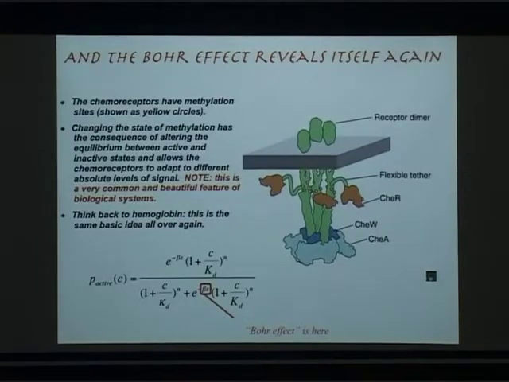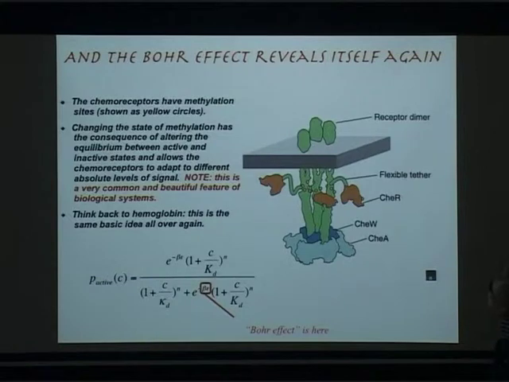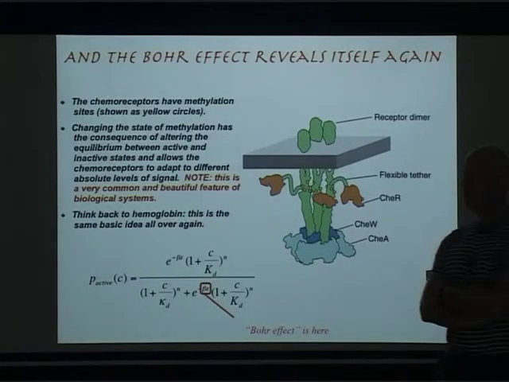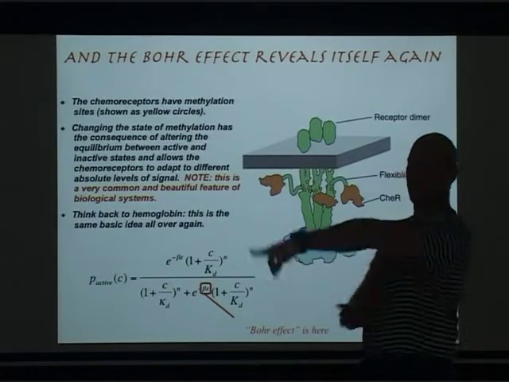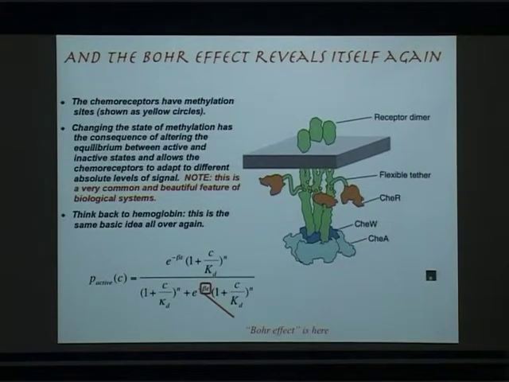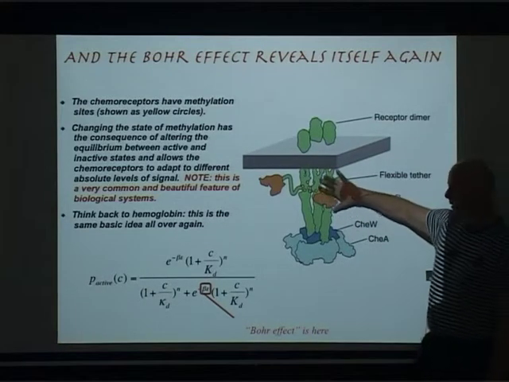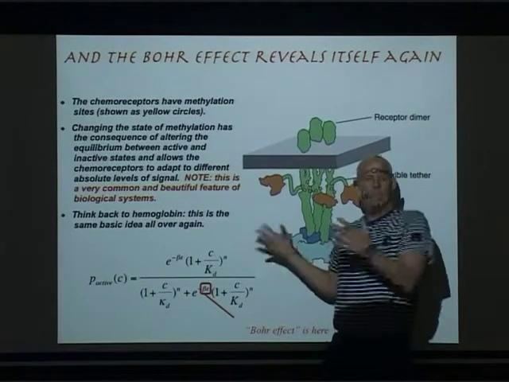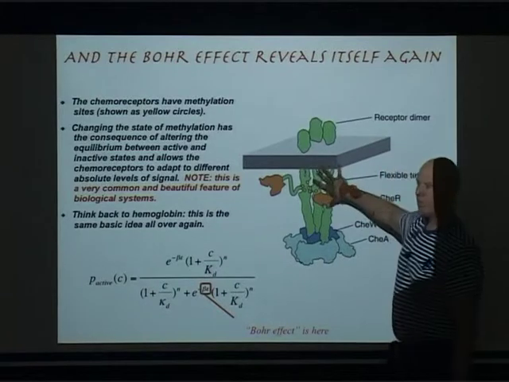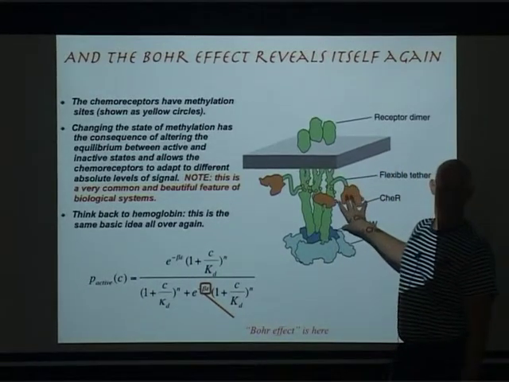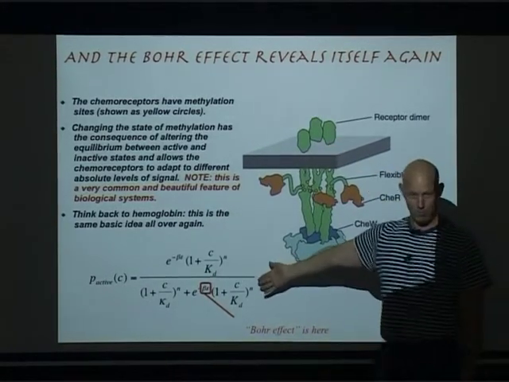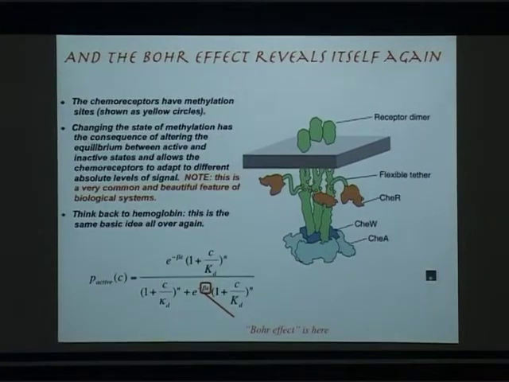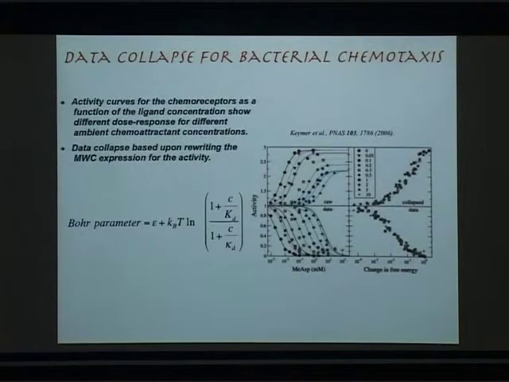So along comes Robert Endres and Ned Wingreen, and there's another guy, I forgot his name, with a Spanish name. What they realized is that the activity of these receptors can be written, think of them as MWC molecules. The receptor is either active or inactive, and it depends on the presence of the chemoattractant. Same stuff all over again. I'm not going to bore you with it.